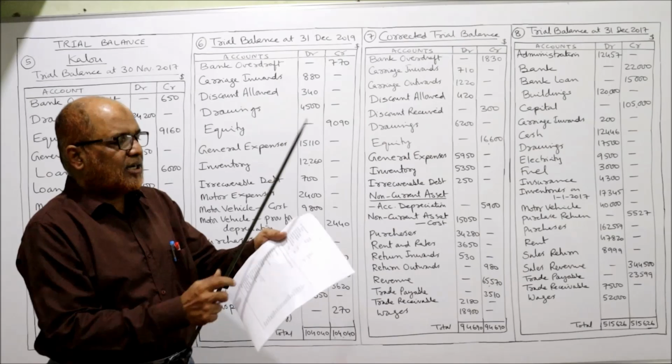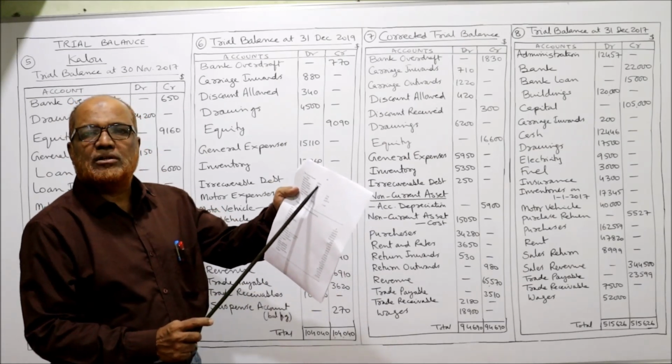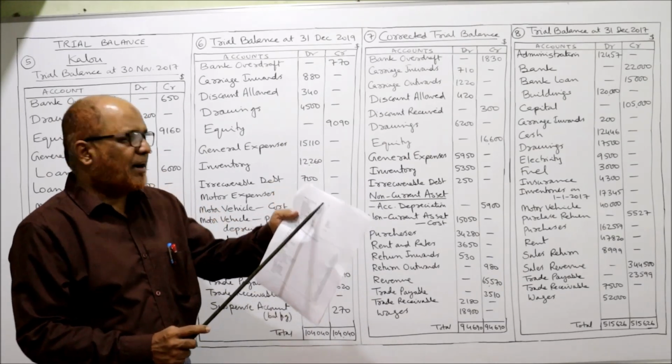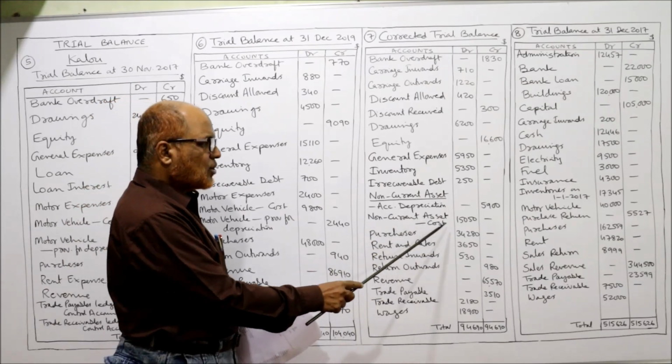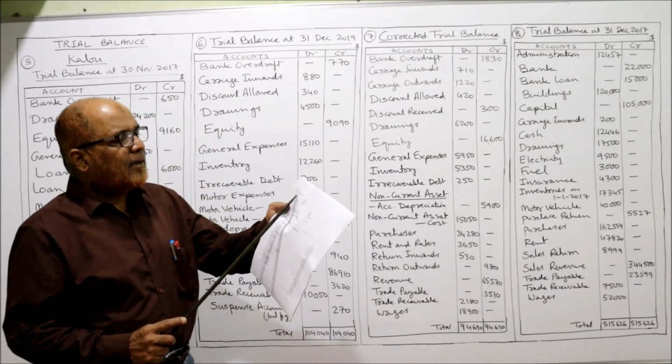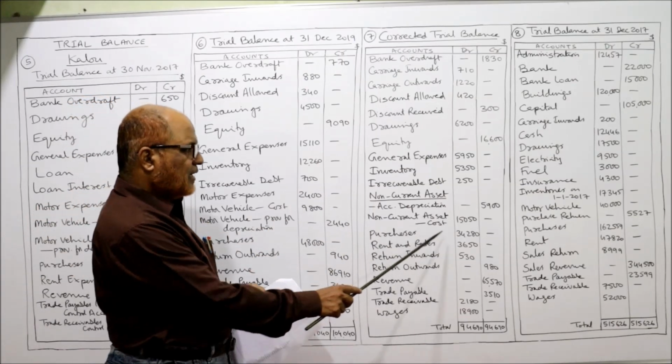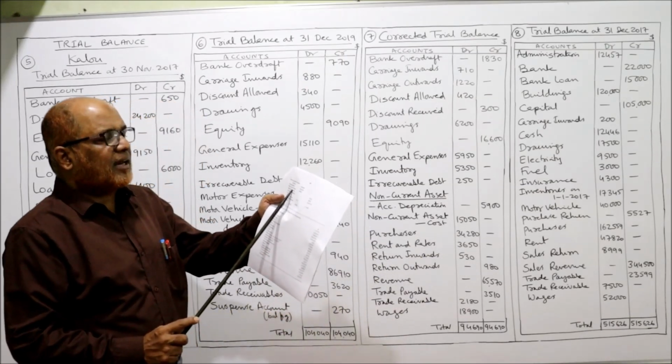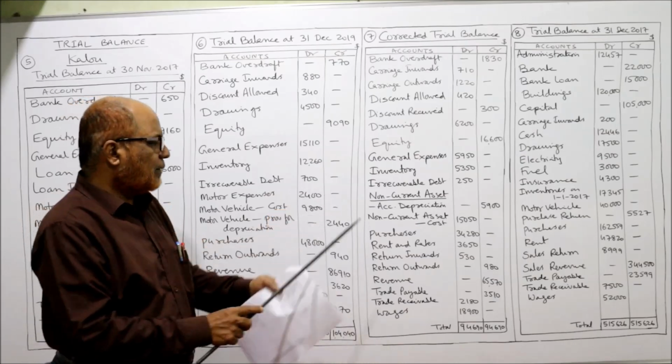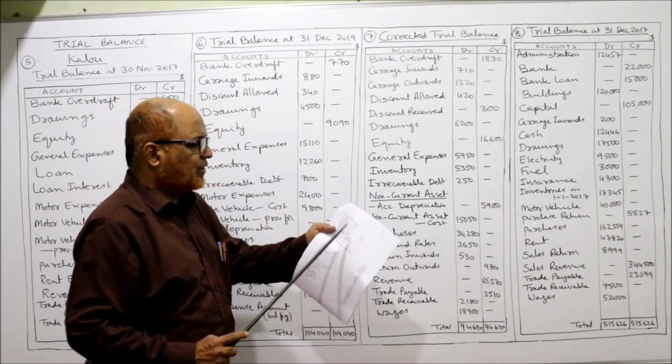The next page, it is given non-current assets cost. It's an asset, debit side. Non-current asset cost 15,050, debit column. Then purchases debit 34,280. Rent and rates, it's an expense. So debit rent and rates 3,650.